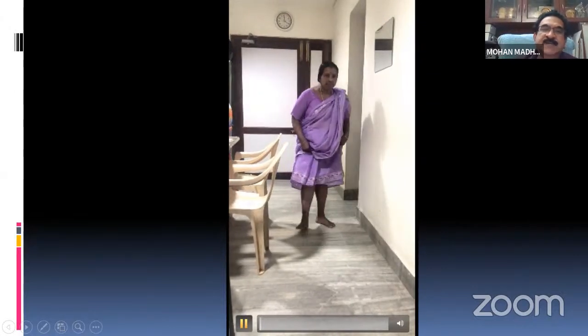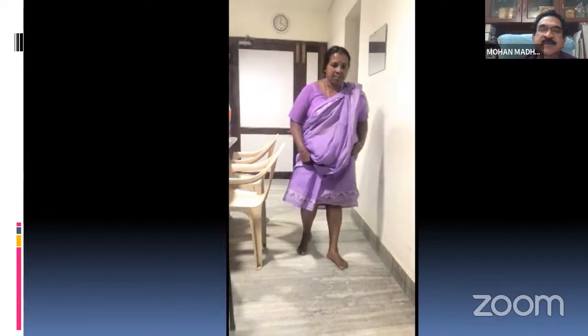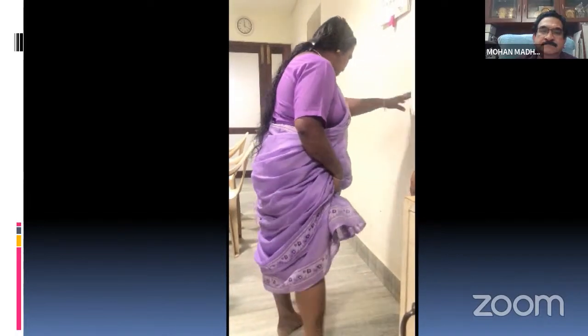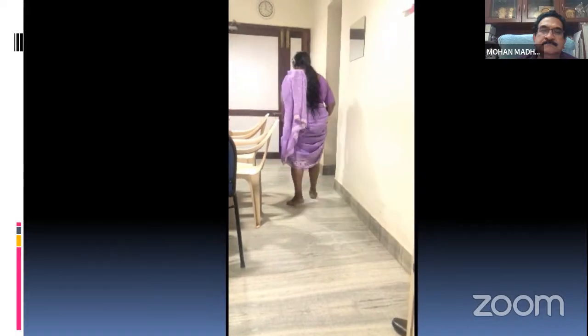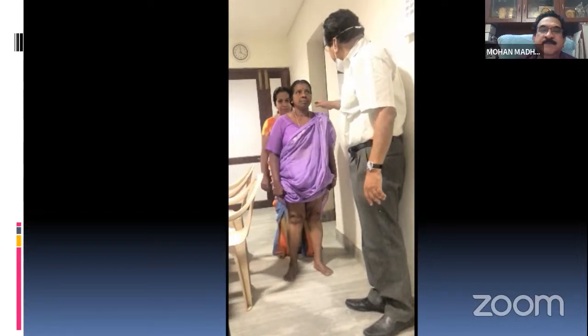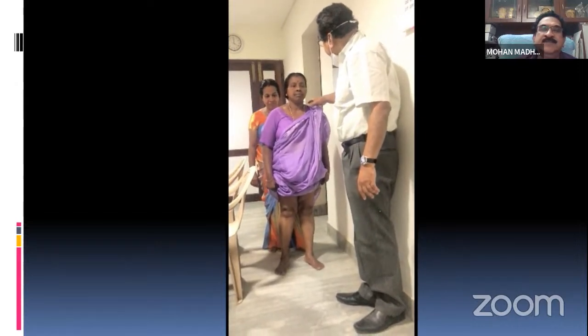Then this is the gait of the patient. You get osteoarthritis of the knee also. That's why the knee goes into hyperextension. Severe positive Romberg. Even with the feet wide apart, the moment she closes the eyes, she falls.